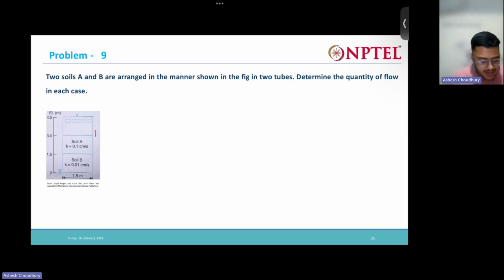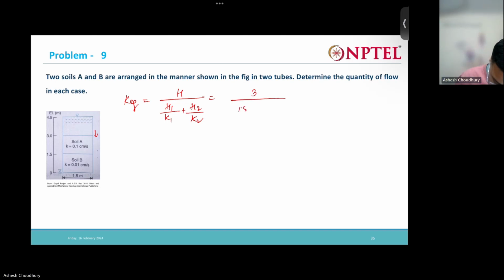One way is directly: you can say that this is the case of a vertical flow. So directly we can determine K equivalent as H by H1 by K1 plus H2 by K2. Like this you can determine. If we do this, K equivalent is going to come out as 0.0181. Then you have to determine the quantity of flow. The flow is nothing but Q is equal to K I A.